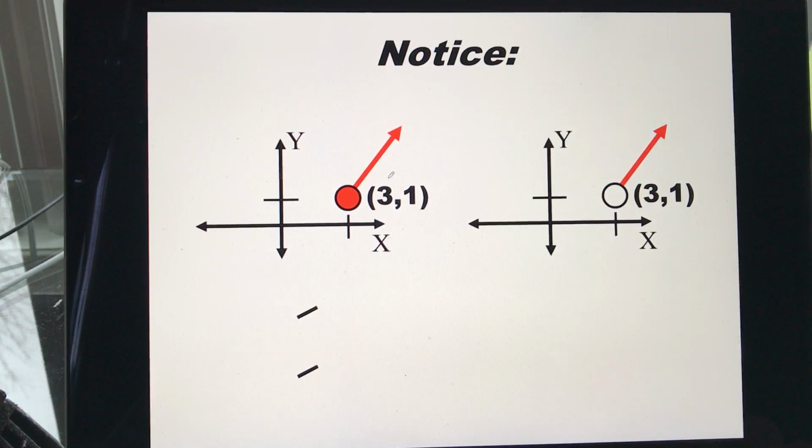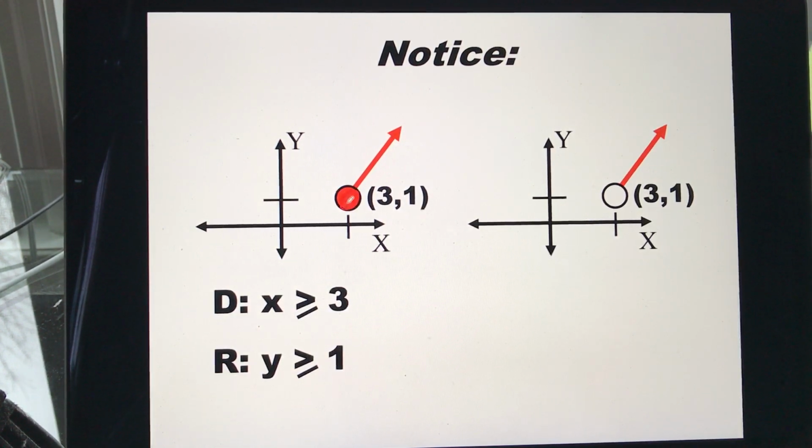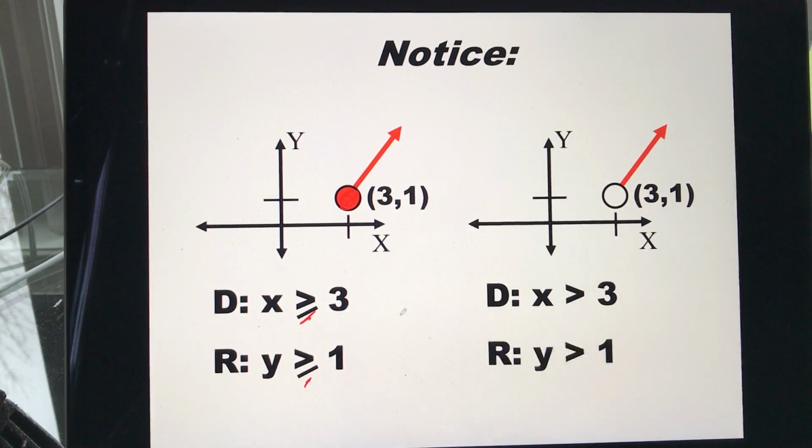Notice one last thing. If the circle is filled in, if the circle is colored in, then we include the equal sign. It's bigger than or equal to. If the circle is not filled in, then we just say bigger than. We don't include the equal sign because it doesn't include the circle.